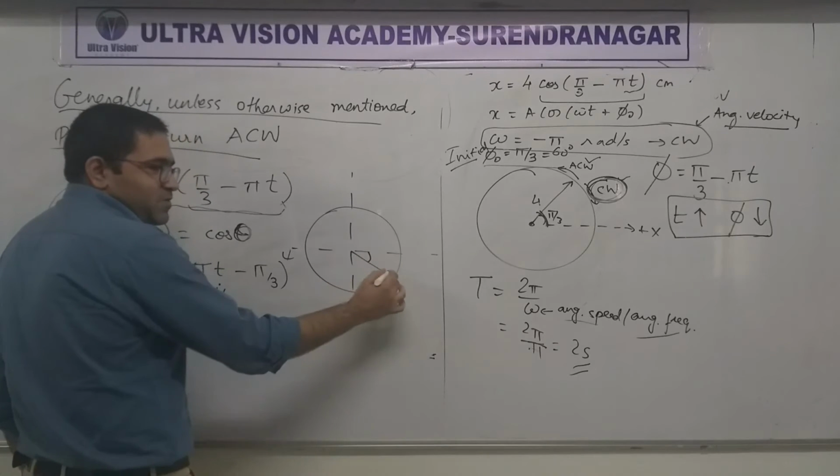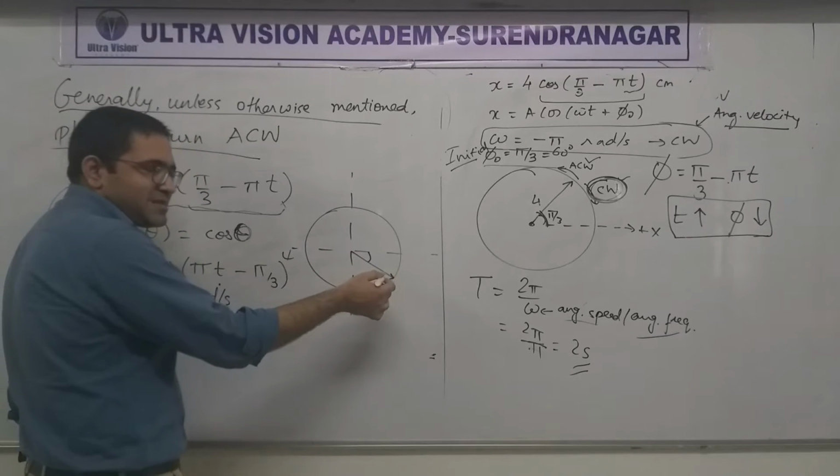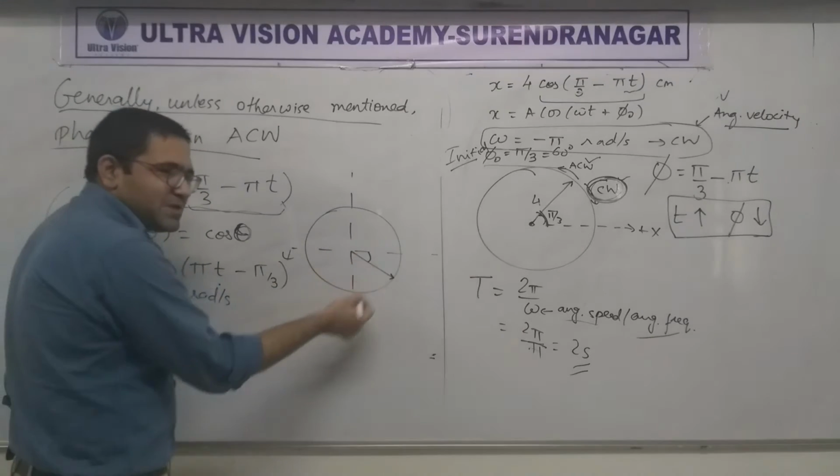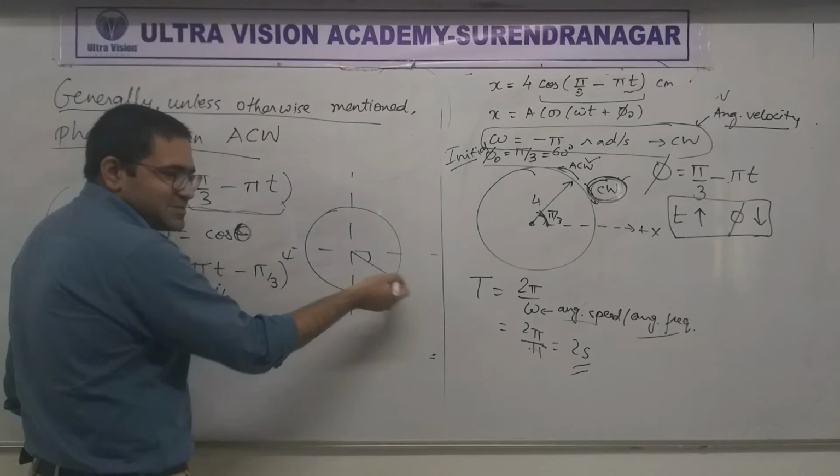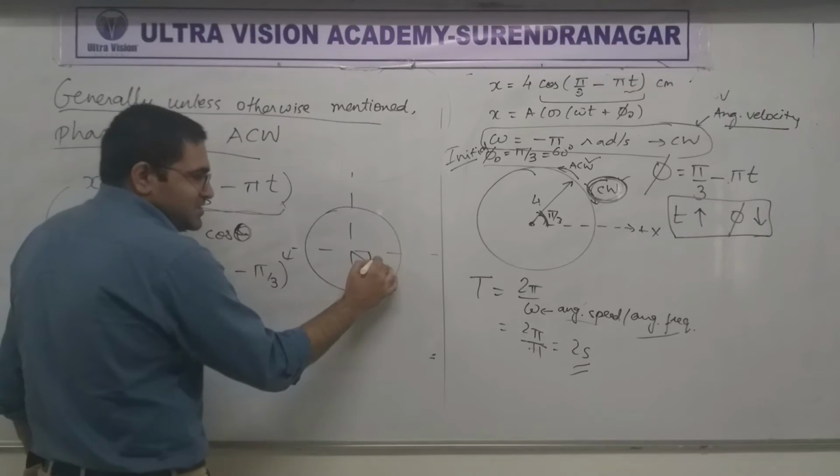Is it clear somewhere over here? I am not drawing this exactly. I am not measuring it. You cannot draw exact angles just using a pen. It's impossible. So this is minus pi by 3.